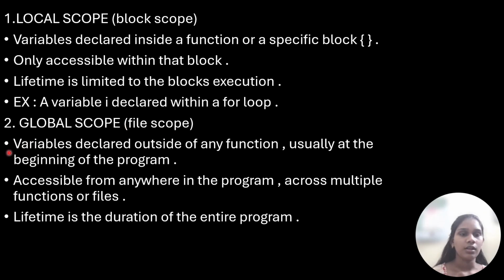Global scope is where variables are declared outside of any function, usually at the beginning of the program. They are accessible from anywhere in the program, across multiple functions or files. In this, lifetime is the duration of the entire program.